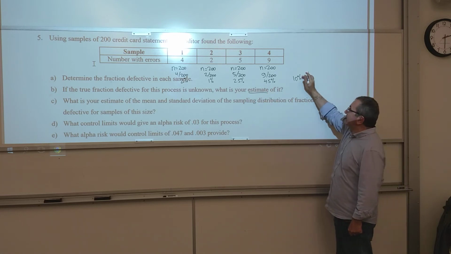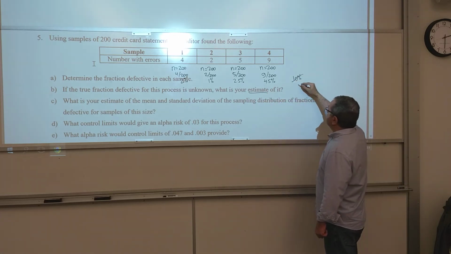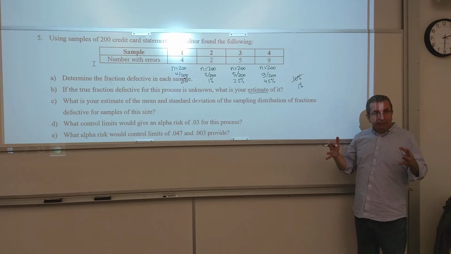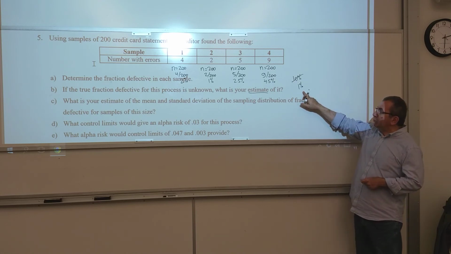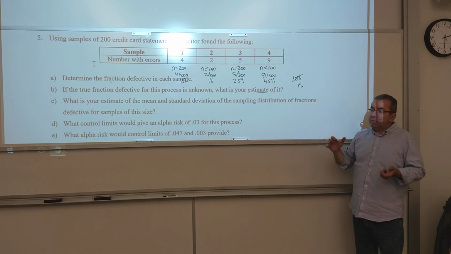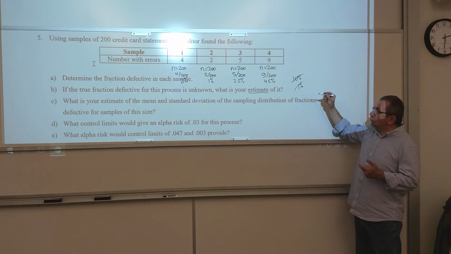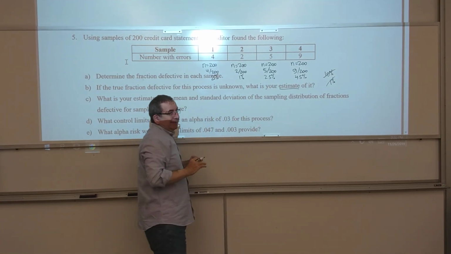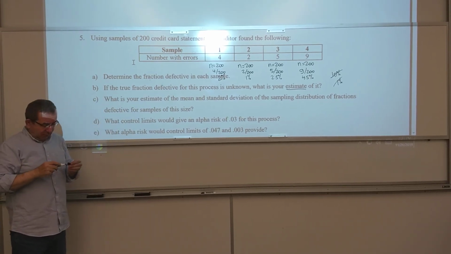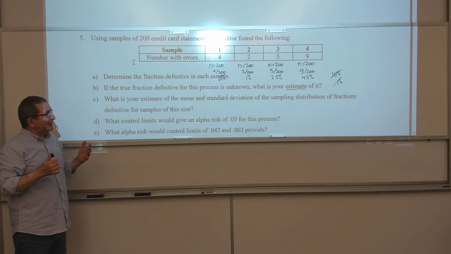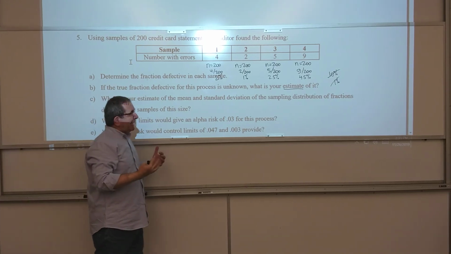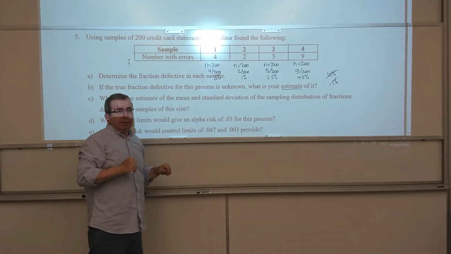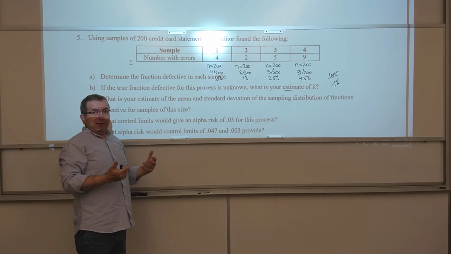If I said maybe only 1% of all credit card statements are defective, would this be a good estimate? No, because this is way too low. So the true percentage lies somewhere in between these numbers. So what should our best guess be if we have these percentages? We take the average, right?